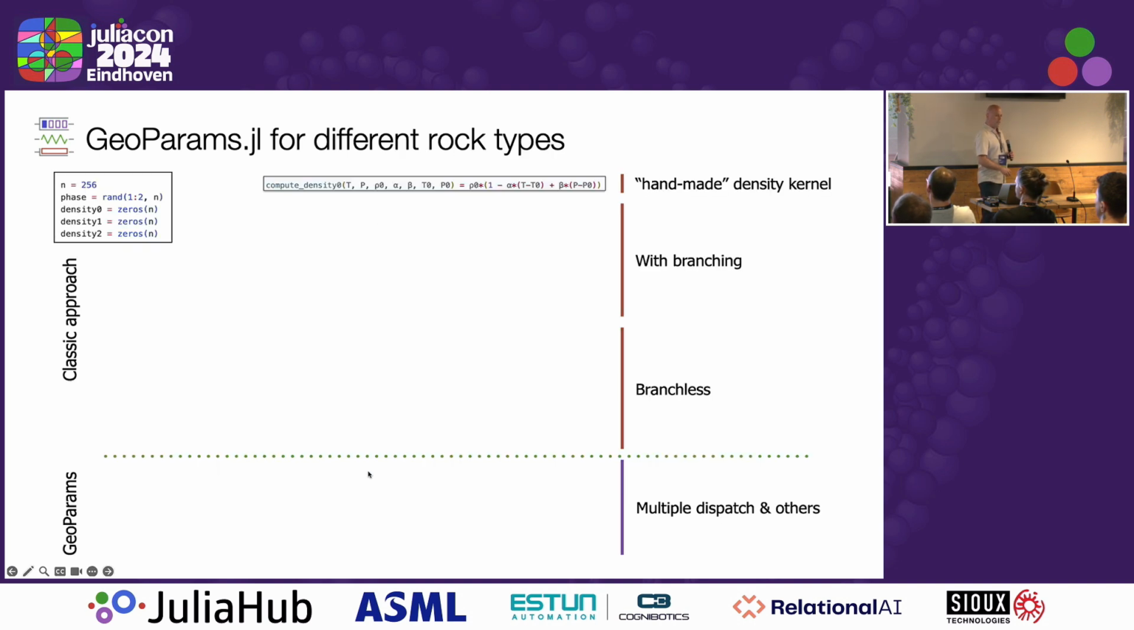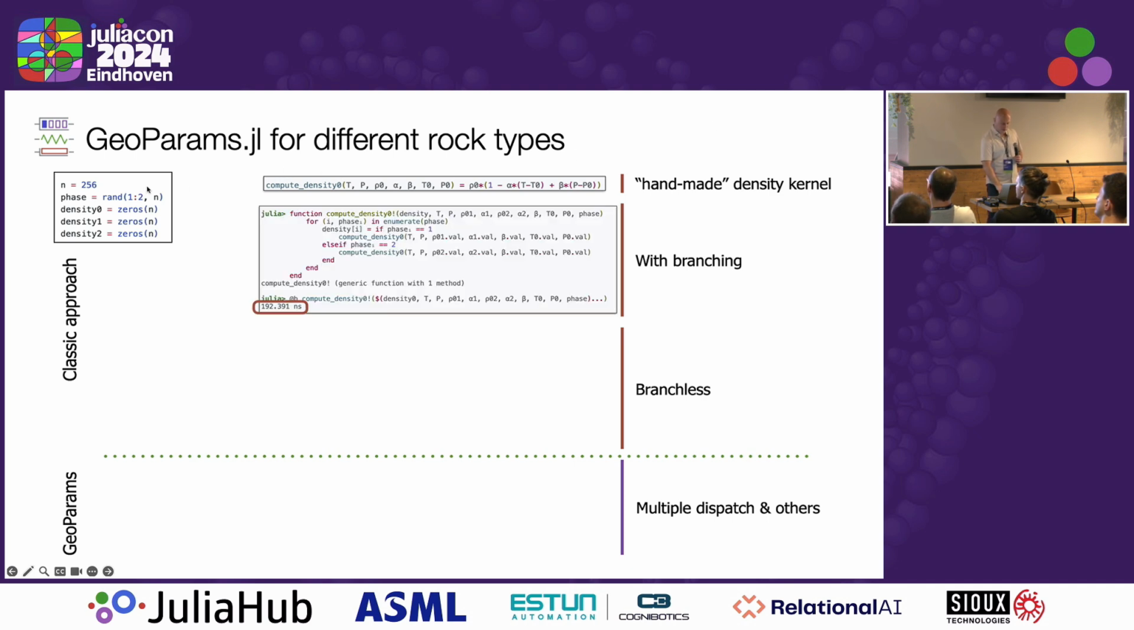Typically, we have in our simulations not one type of rock, but many different types of rocks. And we often code them up with different phases. So phase 1 is rock type 1, and phase 2 has slightly different parameters. So let's have a look at how you deal with that. If we have the handmade kernel, then you can initialize an array of phases, which is the type of rock that you have, and then the naive implementation would use if statements, and you loop over each of the phases, and depending on the phase, you use these parameters. And you see in this particular example, this takes 192 nanoseconds with branching.